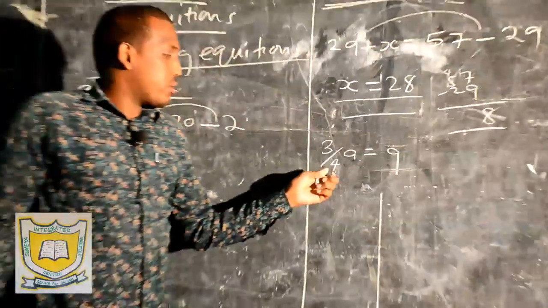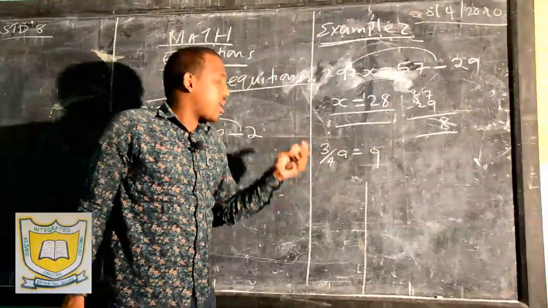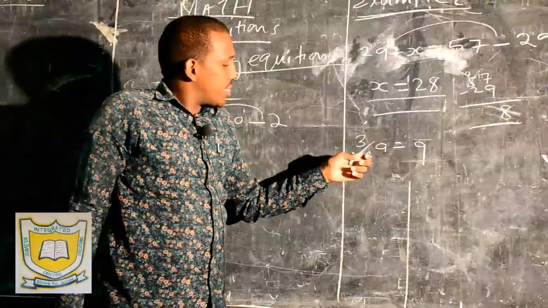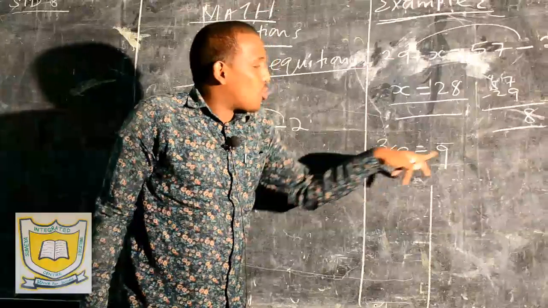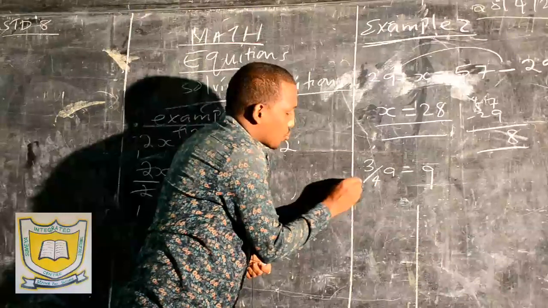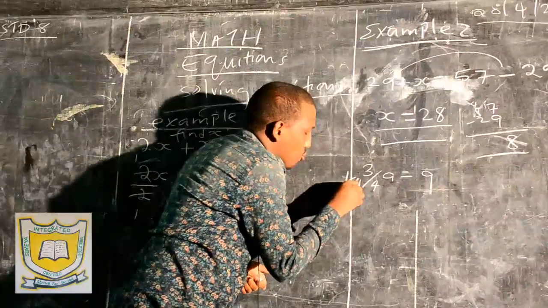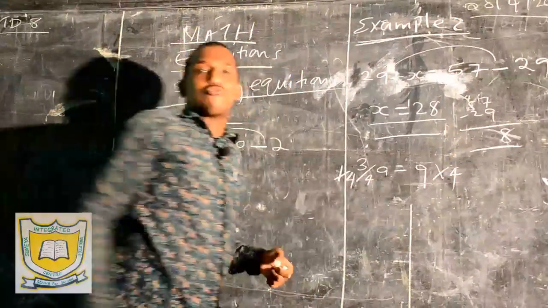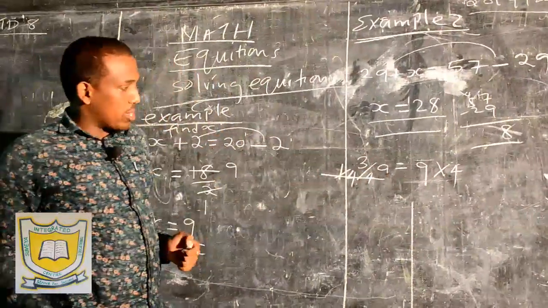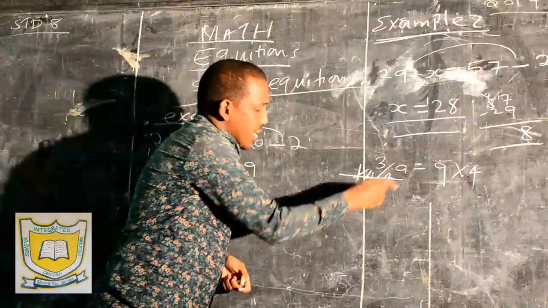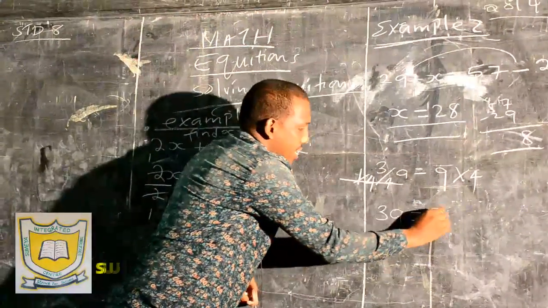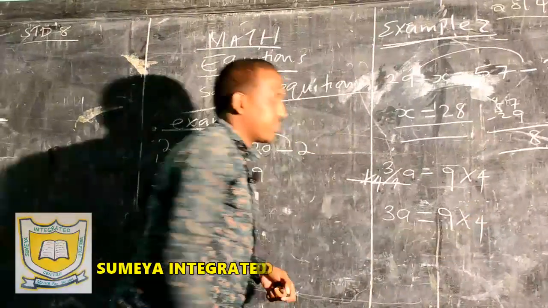The denominator, remember, is the lower number, and the upper number is called the numerator. So we multiply the denominator on both sides so that we find the value of A. Here it is 4, so we multiply this side by 4, and we multiply this side by 4. To remove this one, these go together, they are the same. So here remains 3A. 3A is equal to 9 times 4.